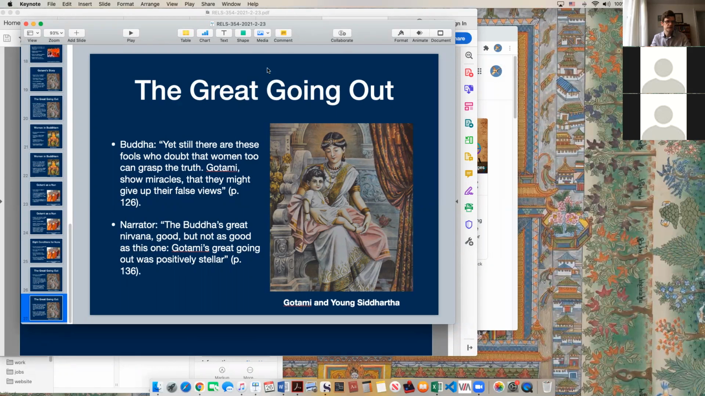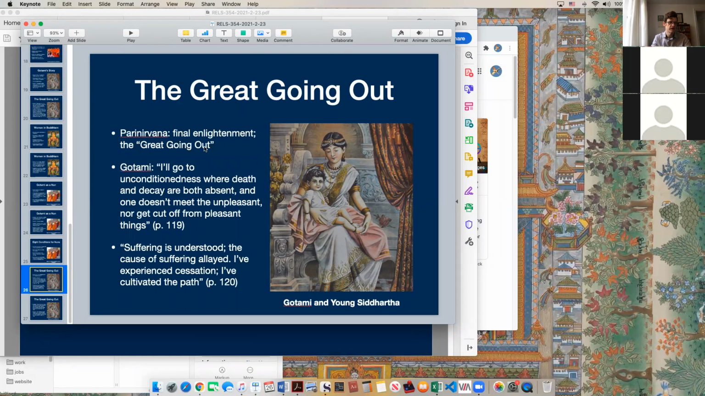This is how it was translated. The same term was translated in the case of Gautami. It was called her great going out, her parinirvana, her final enlightenment, her great going out. Same meaning, slightly different emphasis. So if you were thrown off by that translation, it's probably because we used final enlightenment for the other book, but for Gautami, they used this term, great going out.